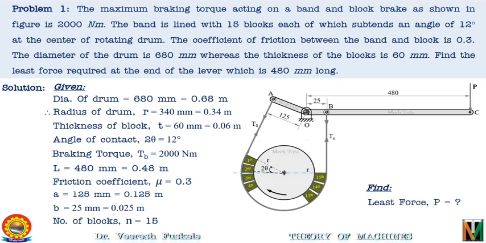Now as the distance a is greater than b, hence the force P must be applied at C downward. And the force P will be least if the end of the band attached to A is slack and the end attached to B is tight. This is only possible if the drum rotates in the clockwise direction as shown here.